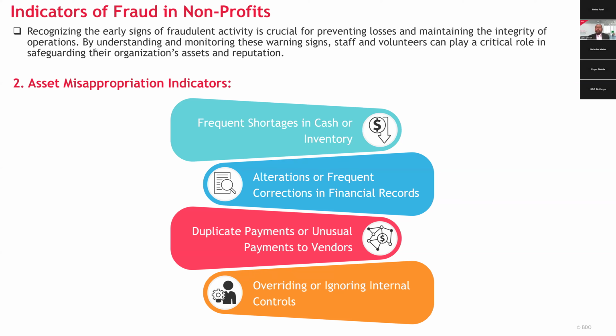And then the last one is overriding or ignoring internal controls. Employees who consistently find reasons to override internal controls or ignore established procedures are exhibiting risky behavior. This might include making transactions that should exceed their authorization limits or bypassing the requirement for dual signatures on checks. So here are some of the red flags that you can look out for when you're doing your own audits, and for individuals who have the responsibility of checking these things.